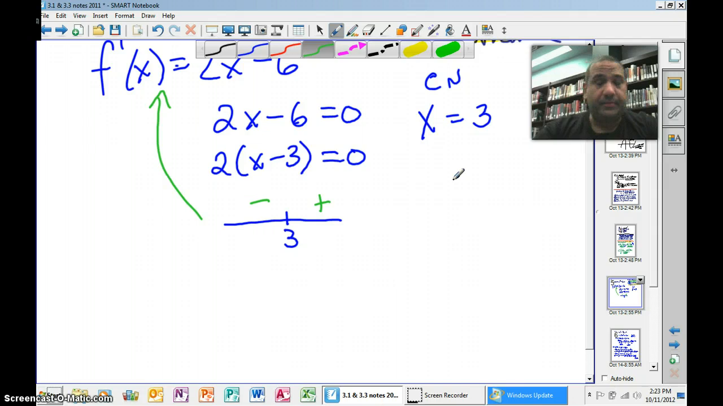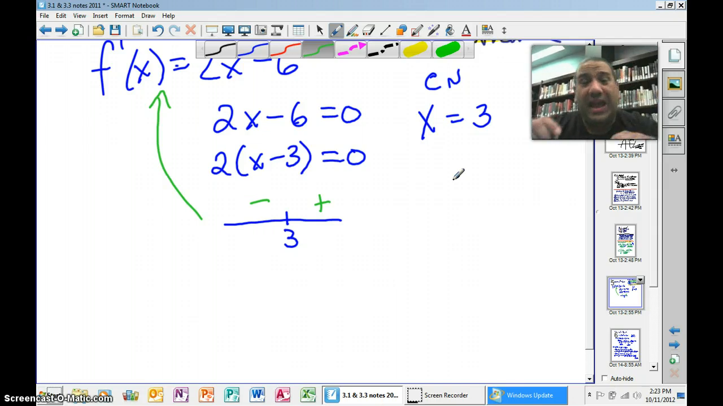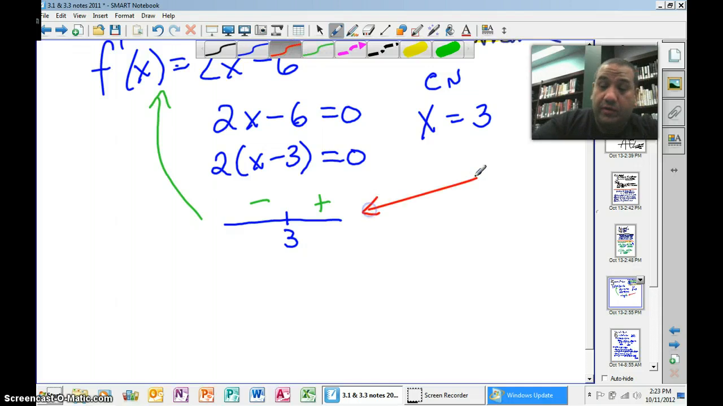So let's write this. AP does not allow you to do this. You can do this for yourself and for my class, but on the AP they don't allow the sign analysis.